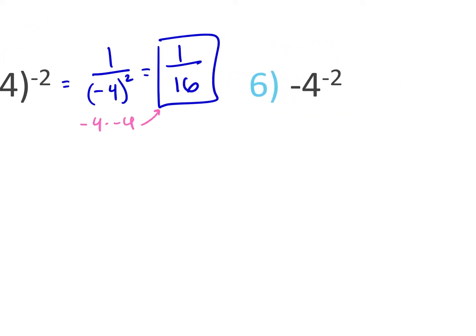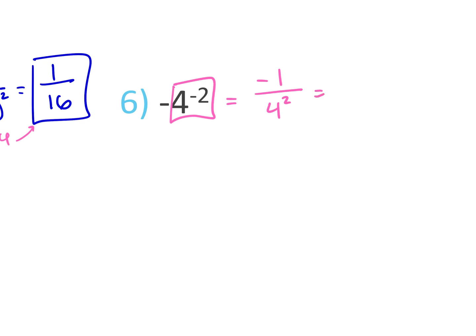Now 6 looks super similar, but it's missing the parentheses. So what should I do here? I can leave the negative on top because that negative exponent is only being applied to the 4. So the negative can just stay on top. What goes to the bottom? 4 to the second power. And what's 4 to the second power? 16.